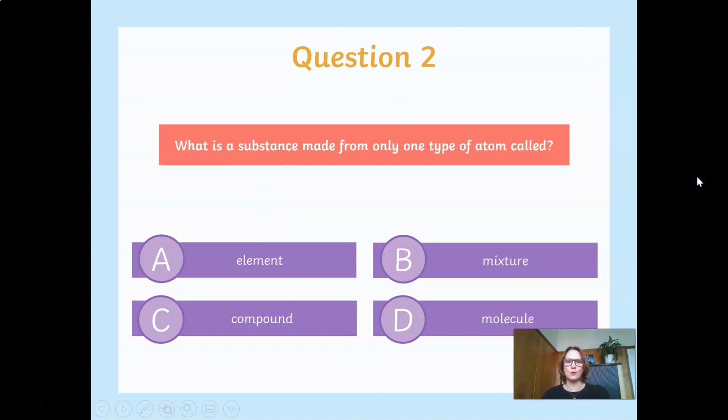Question number 2. What is a substance made from only one type of atom called? Remember, it's a pure substance, one type of atom. Which would it be? Take a look. A, B, C, D. Shout it out. I can't hear you anyway. It is an element.